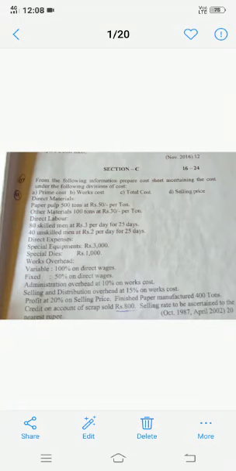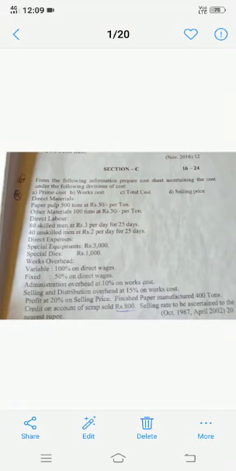Dear students, today we are going to discuss the problem towards cost sheet. So write down the problem. From the following information, prepare cost sheet ascertaining the cost under the following division of cost: A. Prime cost, B. Work cost, C. Total cost, and D. Selling price. And other information also provided.